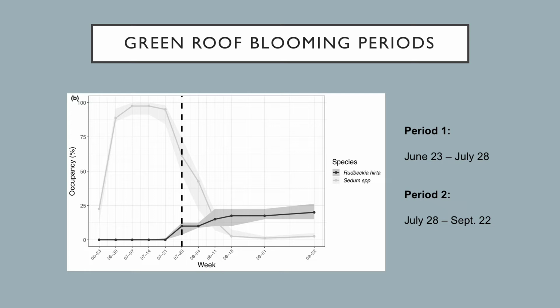During our analysis, we found two distinct blooming periods. Period 1, which is characterized by the Sedum bloom between June 23rd and July 28th, and period 2, which is more characterized by Rudbeckia hirta bloom, which is between July 28th to September 22nd. We decided to assess the effect of building height and percent occupancy of the flowers on pollinator group abundance and richness per period.